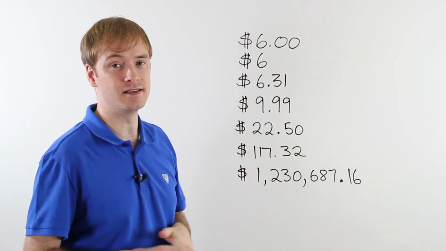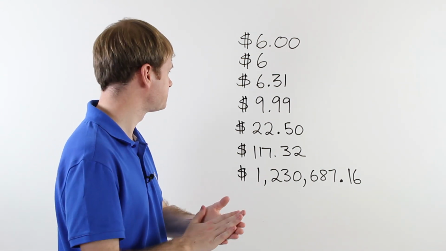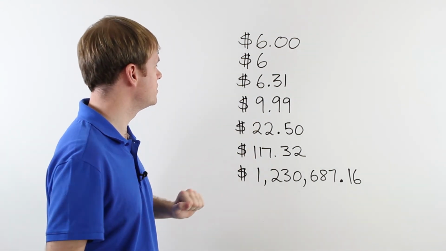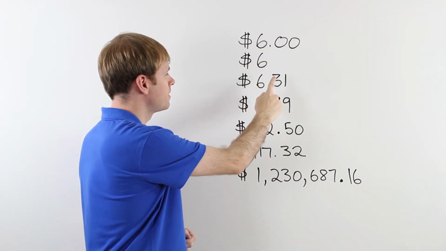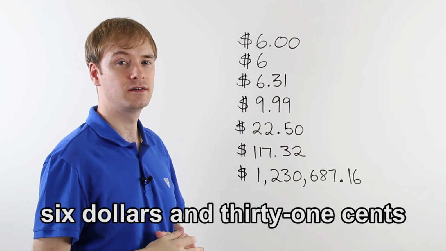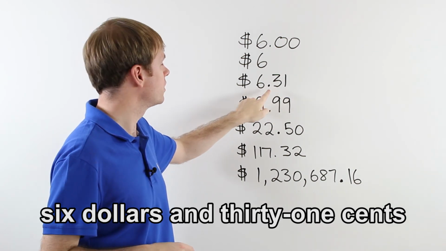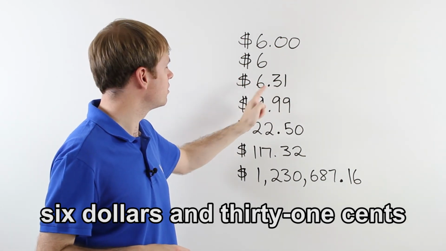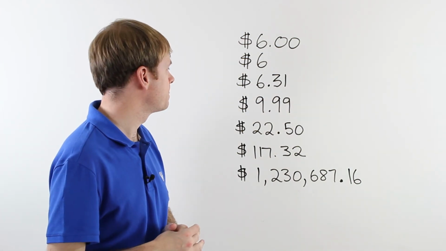Now we have cents. Now it gets difficult. Listen carefully. So I'm going to read this number as $6 and 31 cents. Okay, don't say point, don't say dot. We're going to use and. $6 and 31 cents. All right.